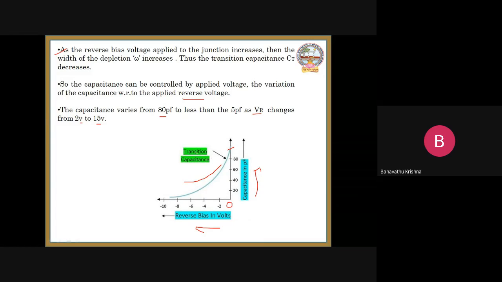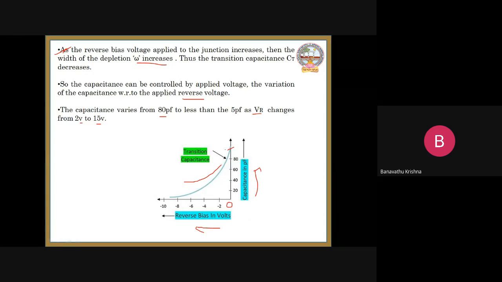So let us see here. The reverse bias voltage is 0 volts. Then what is the capacitance here? The maximum capacitance. If the reverse bias voltage is increased, then automatically the capacitance decreases. Let us see this point again. As the reverse bias voltage applied to the junction increases, the width of the depletion region will increase. Thus the transition capacitance CT decreases.